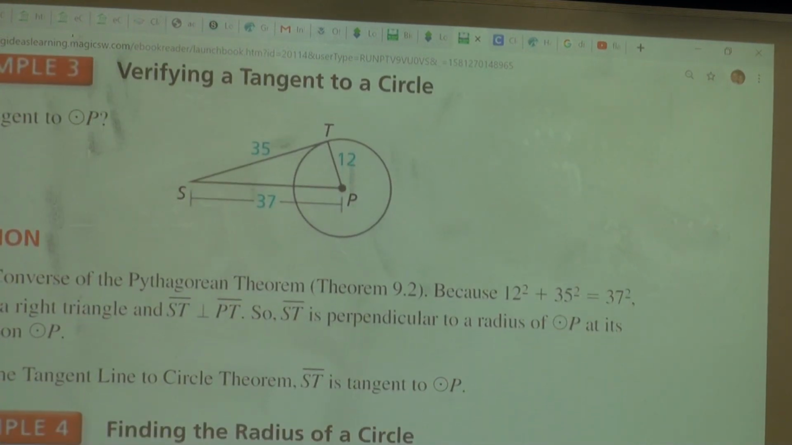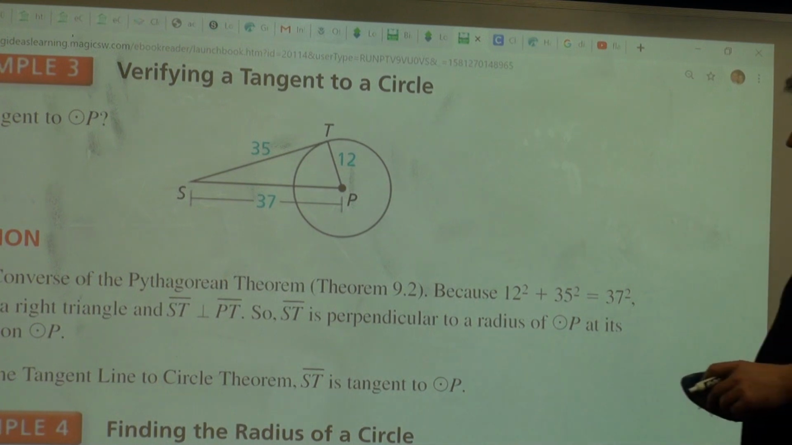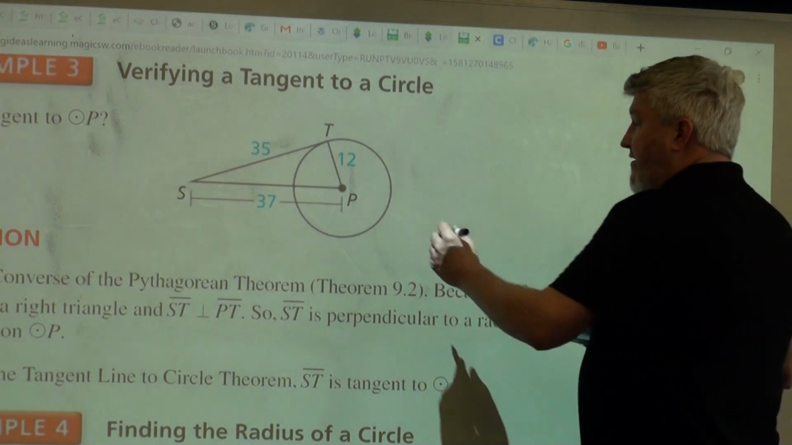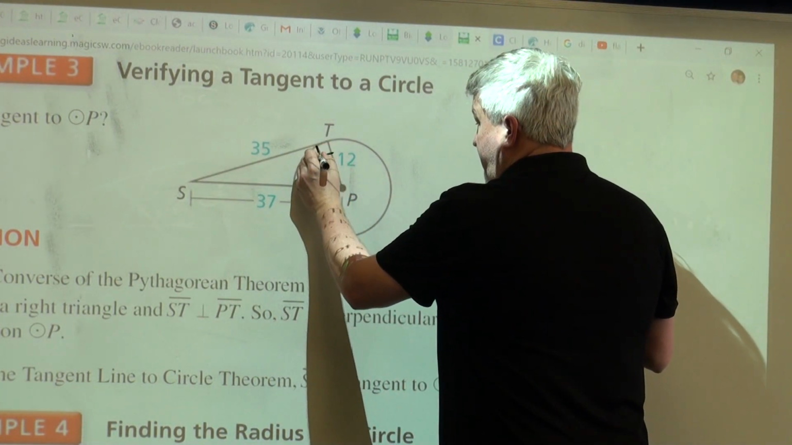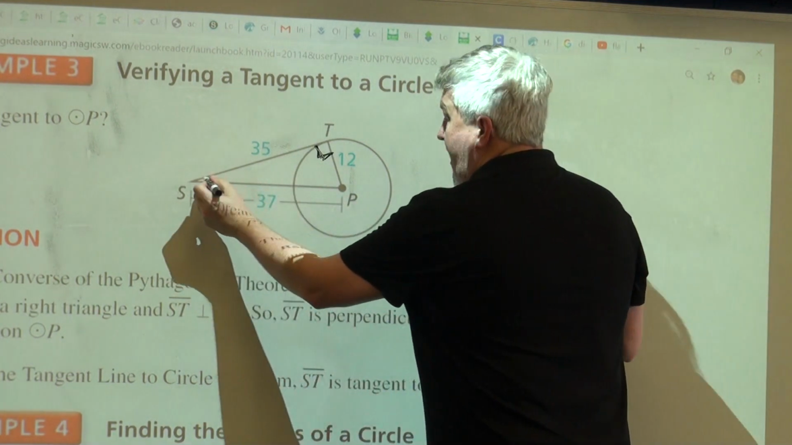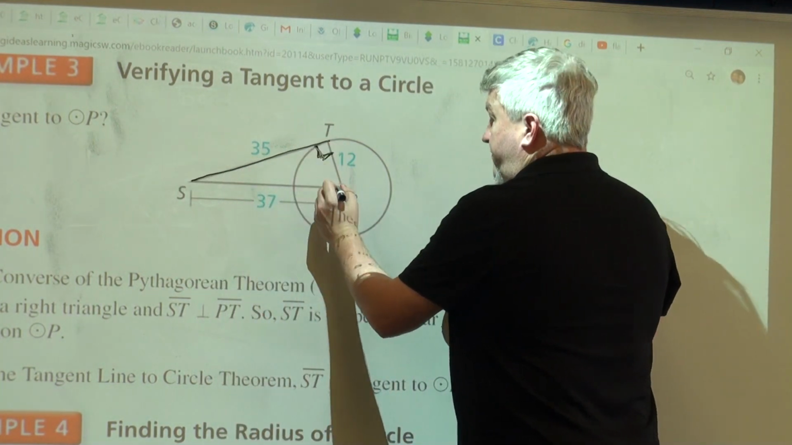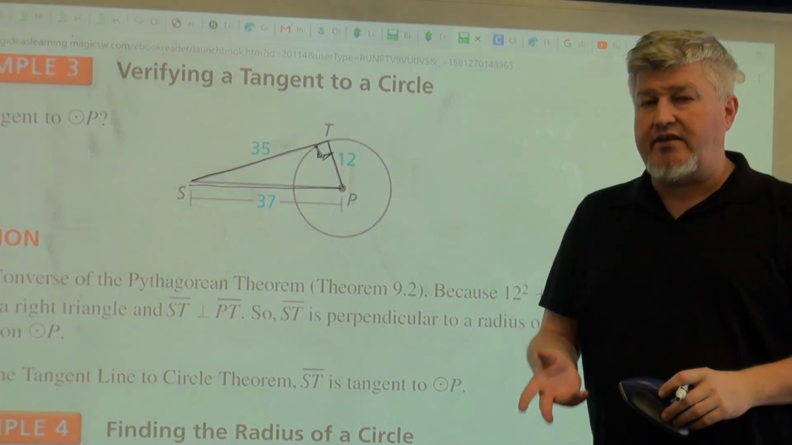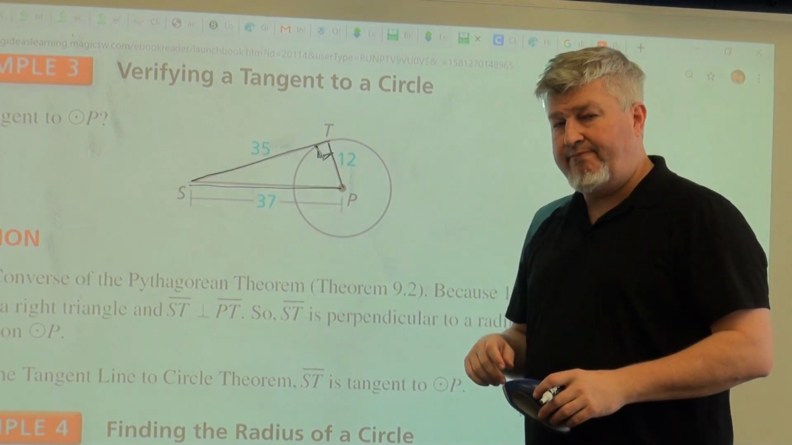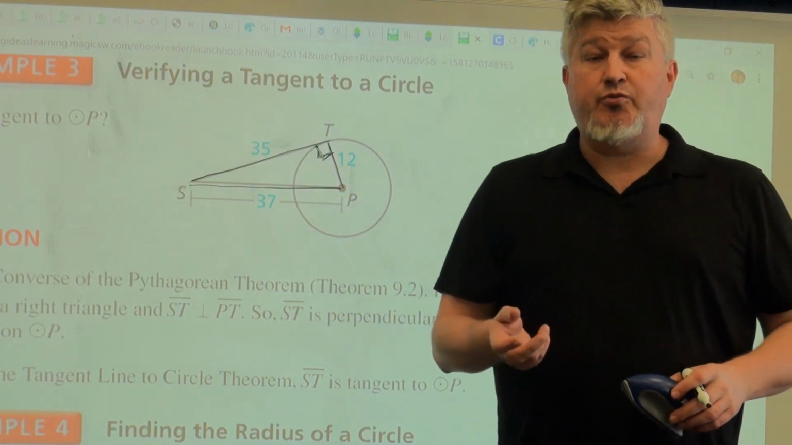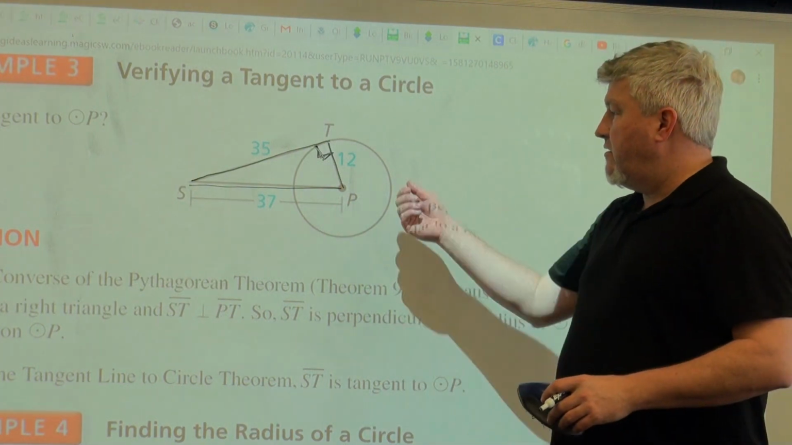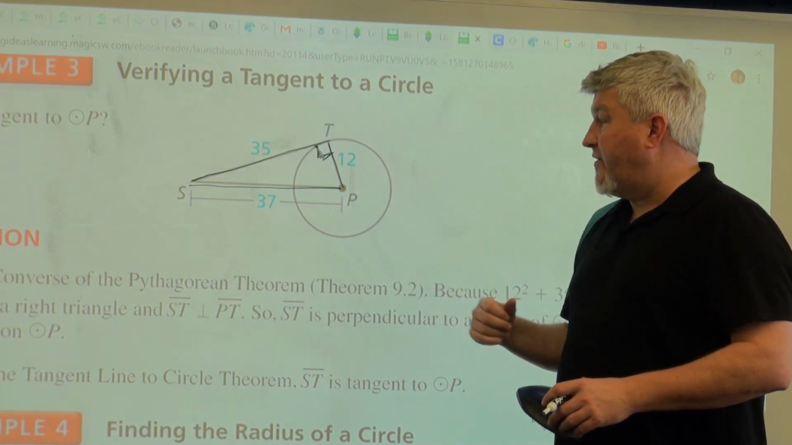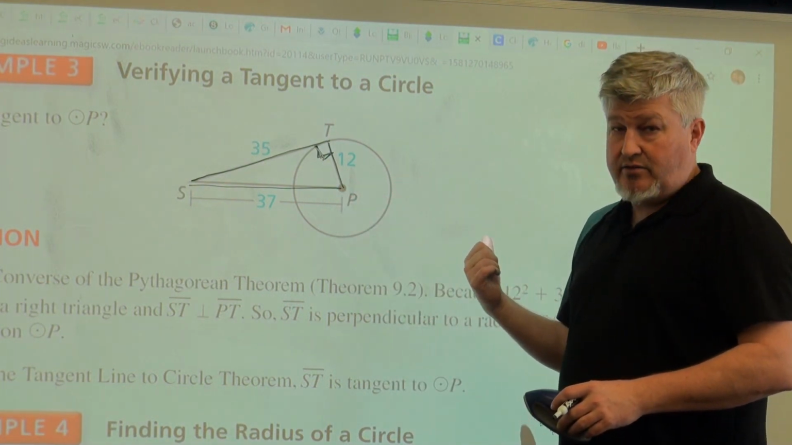Example, verify a tangent to the circle. Is segment ST tangent to circle P? And they gave you these numbers. If it's tangent, that means that this is 90 degrees. So how do I prove that this segment is tangent? Well, you're basically proving, is this a right triangle? And utilizing your knowledge we just went through, the first thing is, can I do this quickly? Is this any kind of a triple or special triangle? It's not. So forget that idea.